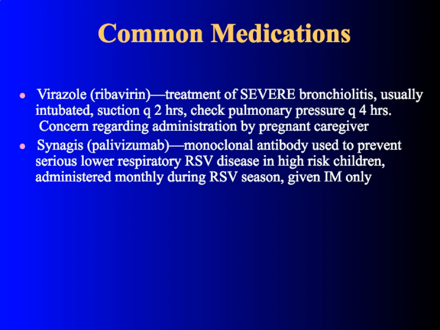Synagis, or palivizumab, is a monoclonal antibody, and it's used to prevent serious lower respiratory RSV disease in high-risk children. These children are identified, and it is administered monthly during RSV season, and it is given via an IM injection.